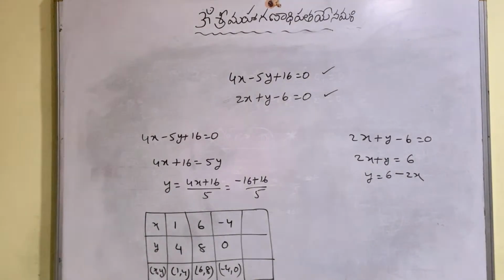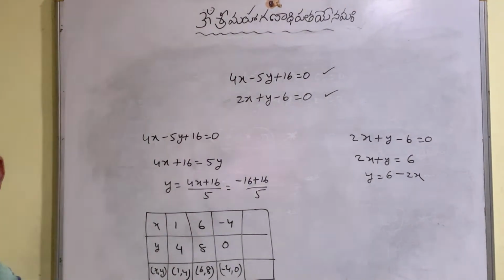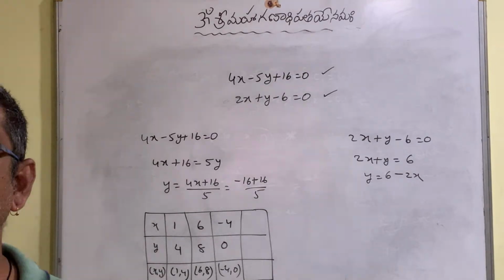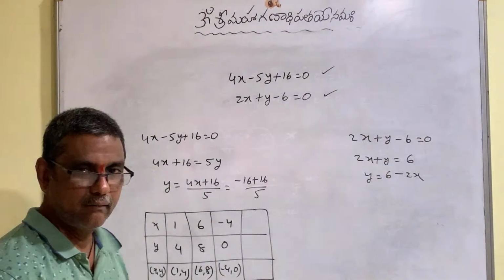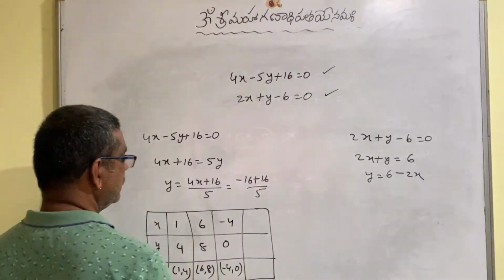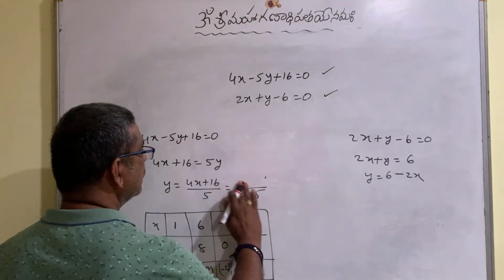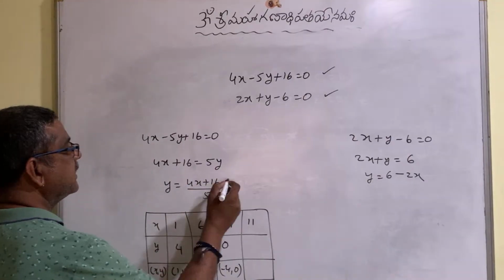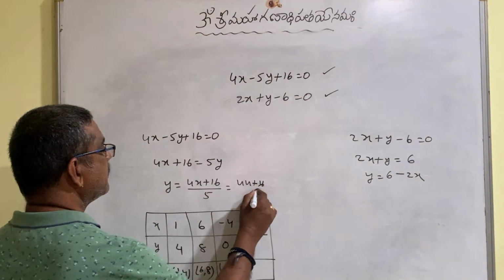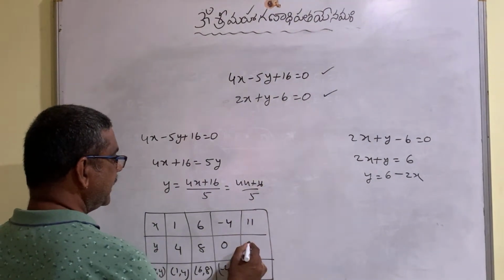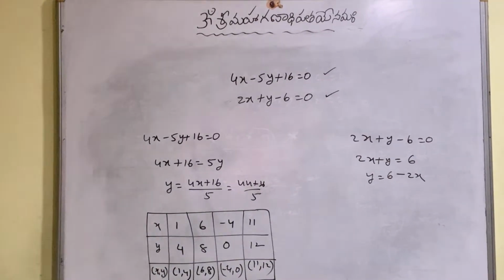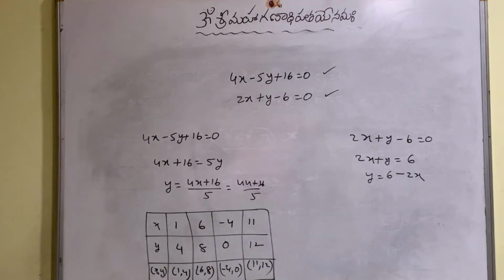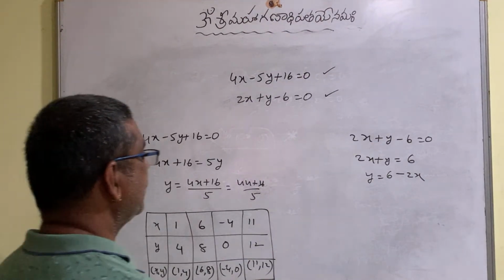One more. 11, good. 4 elevens are 44, plus 16 by 5, that is 12. So (11, 12). You got 4 solutions. Now, even for this also.